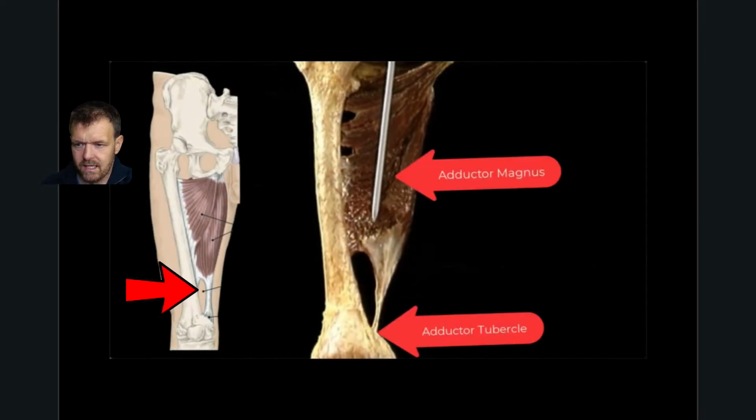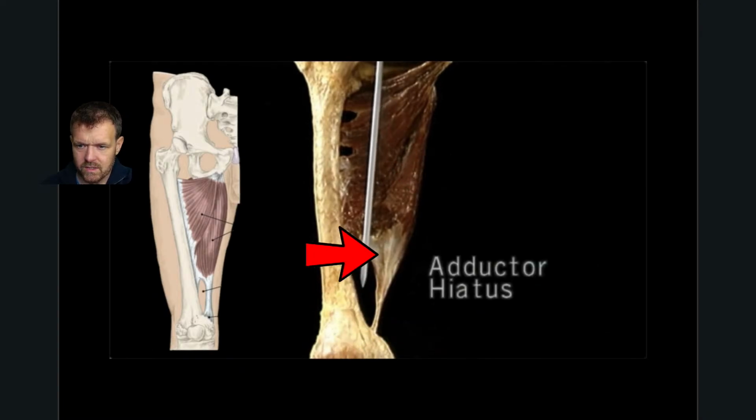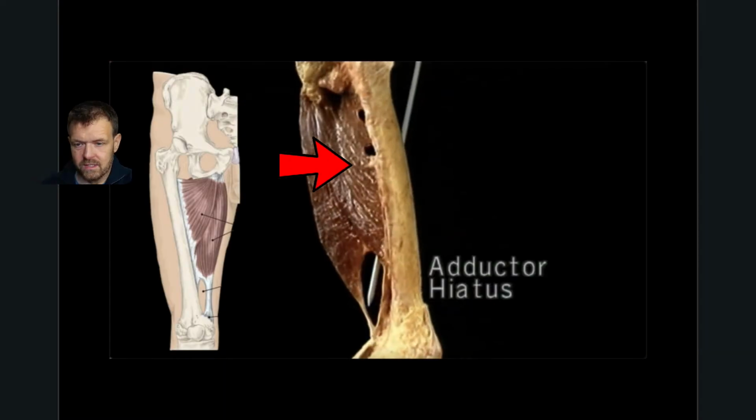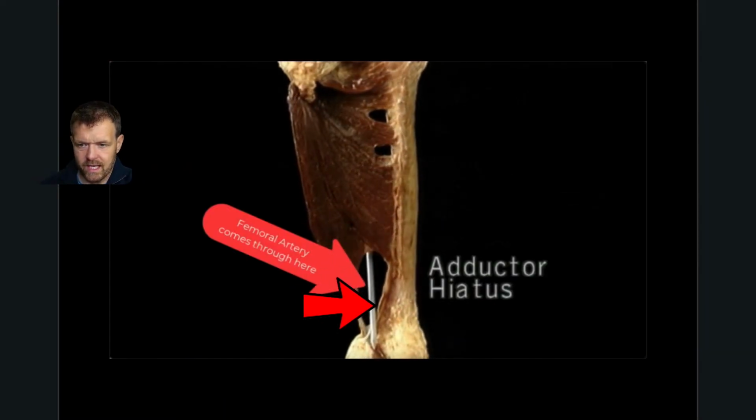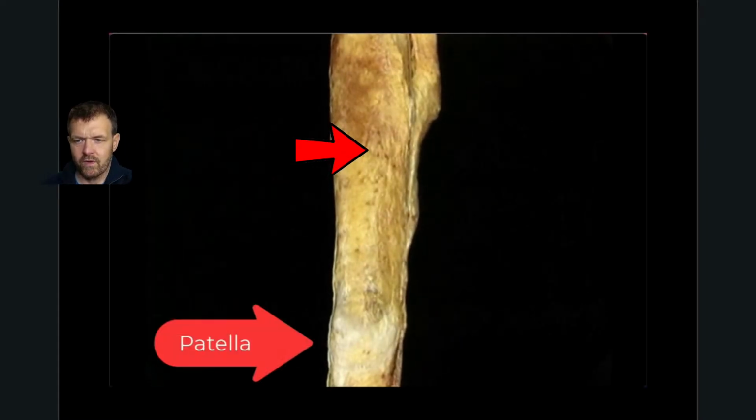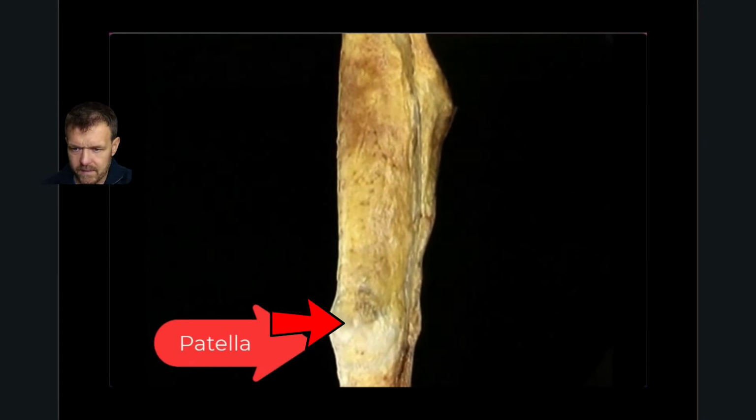So that's the opening in the magnus, which is that bit just there. So obviously the adductors have been removed, and then that's where it goes. So it goes backwards through that hiatus. And then we've got the popliteal vessel. So we've got the patella down here.